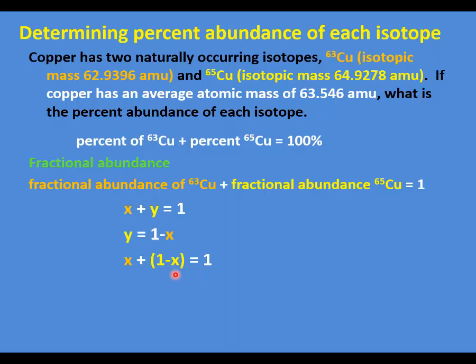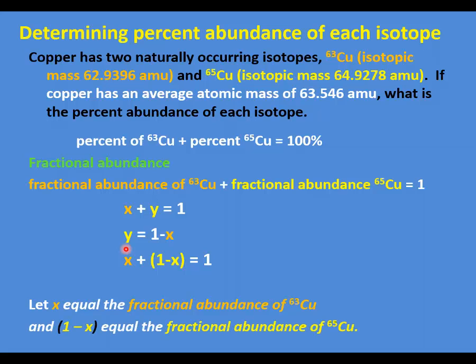So if we go ahead and solve for X in our calculation, we can solve for the fractional abundance of copper 63. And if I go ahead and take 1 minus the fractional abundance of copper 63, we'd know the fractional abundance of copper 65. So that's how I'm going to solve this equation. So we're going to set X equal to the fractional abundance of copper 63 in our calculations, and 1 minus X is going to be used, so we still use X as our variable for the fractional abundance of copper 65.